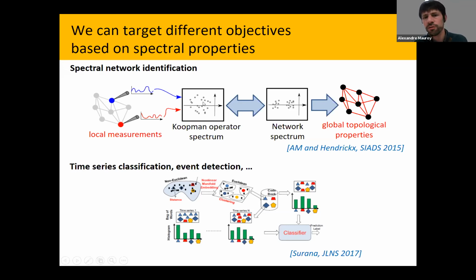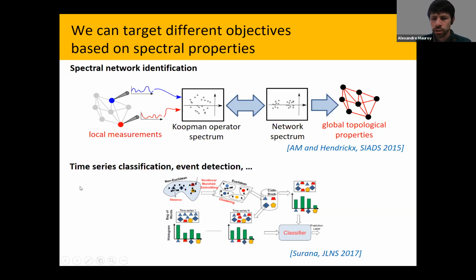And if you get the spectrum of the Koopman operator, there are some analytical results that show it's related to the spectrum of the underlying network, so the spectrum of the Laplacian matrix of the network, which can tell you something about the topology of the network. So you have only local measurements, but still you can get global properties of the network, for instance the mean degree of the nodes or the maximal degree of the nodes and so on. This is one motivation to get the spectrum of the Koopman operator from data.